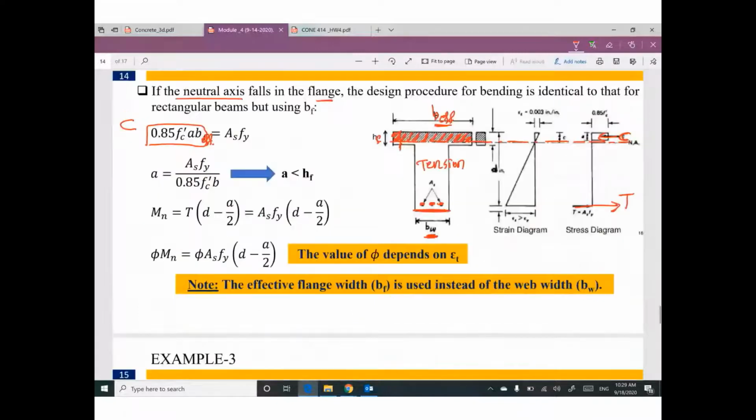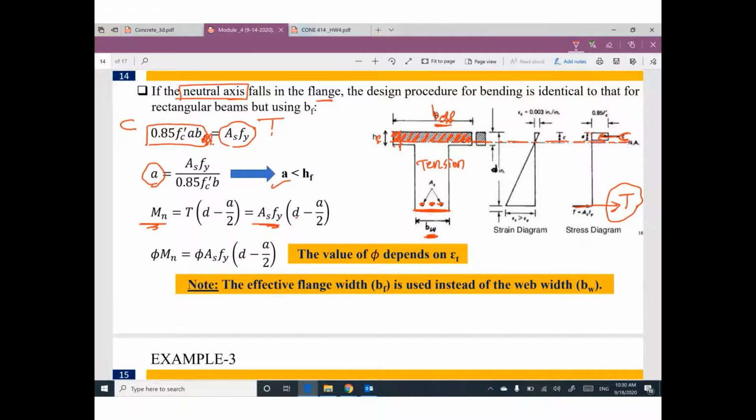Anyway, what is the value of capital T? Area steel times F yield. The only unknown in this equation is A, the depth of the stress block. If you can figure out A, please make sure that this value of A is smaller than the flange thickness, to make sure that the neutral axis is still within the flange.